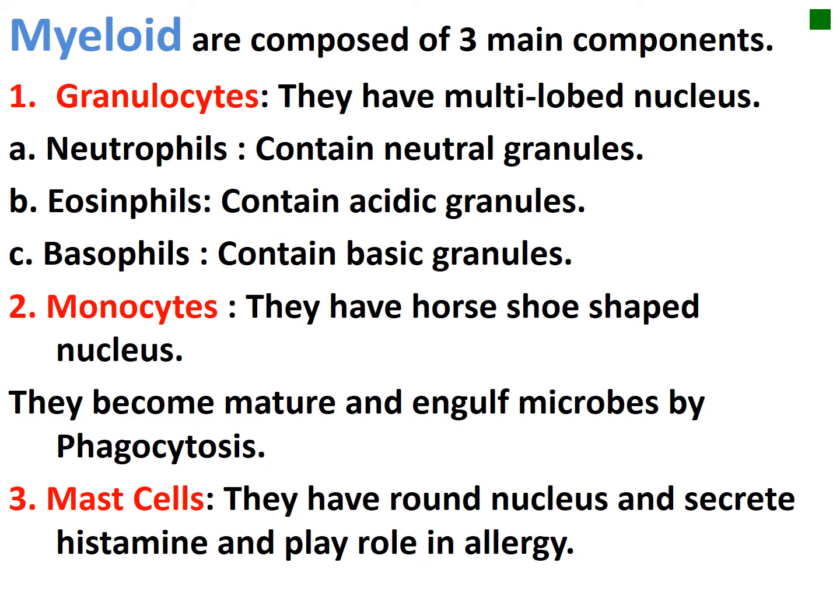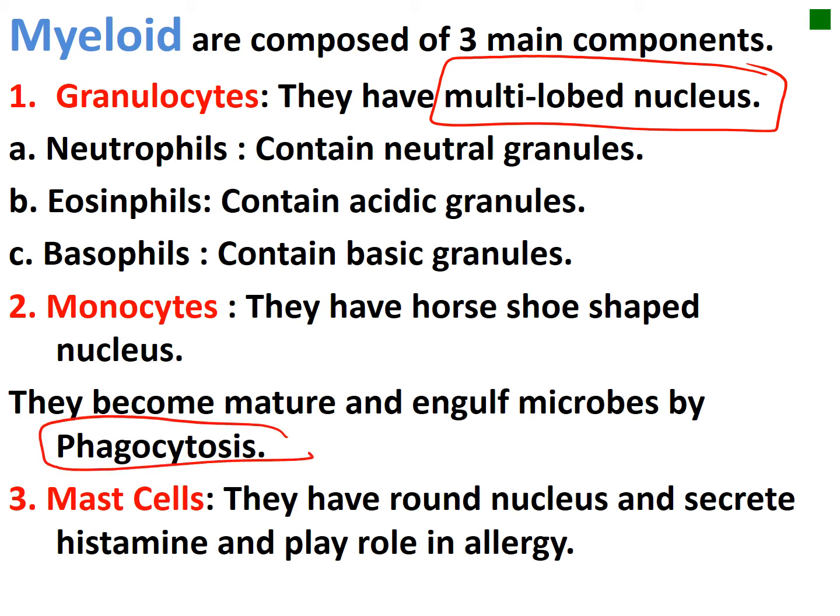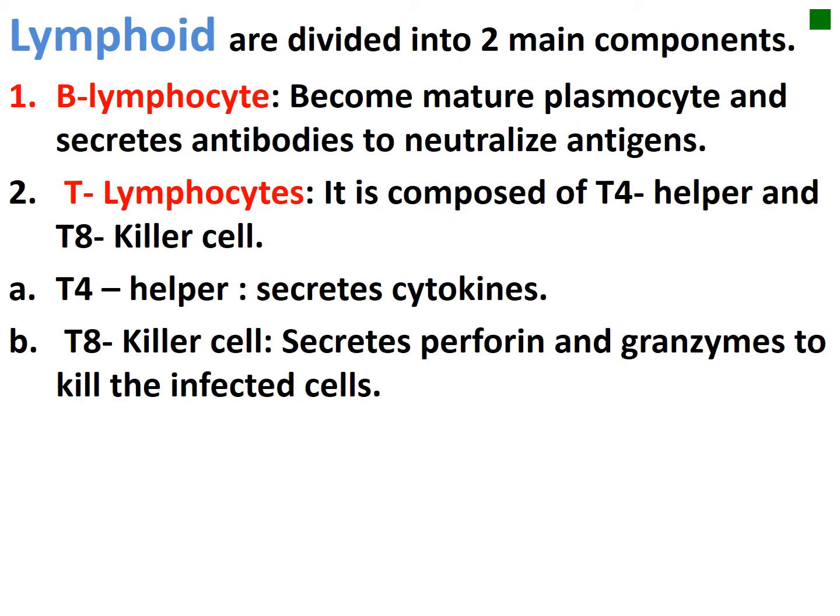Let's talk about myeloid. Myeloid has three components: granulocytes, monocytes, and the mast cell. Granulocytes, the main characteristic is having a multi-lobed nucleus. They are neutrophils, eosinophils, and basophils according to the type of the granules. Monocytes have a horseshoe-shaped nucleus. They become mature and they engulf microbes by a process called phagocytosis. Mast cells have a round nucleus and they secrete histamine and play a role in allergy.